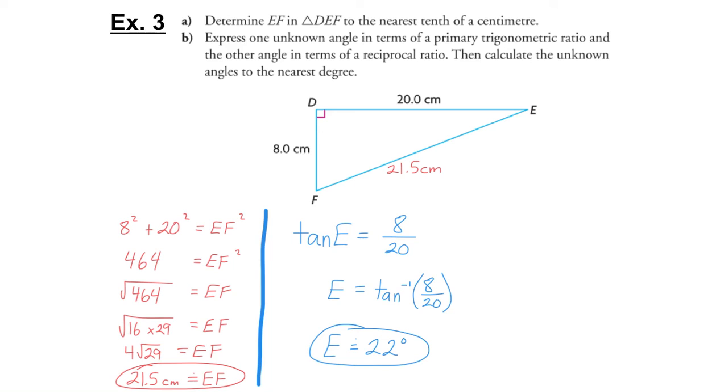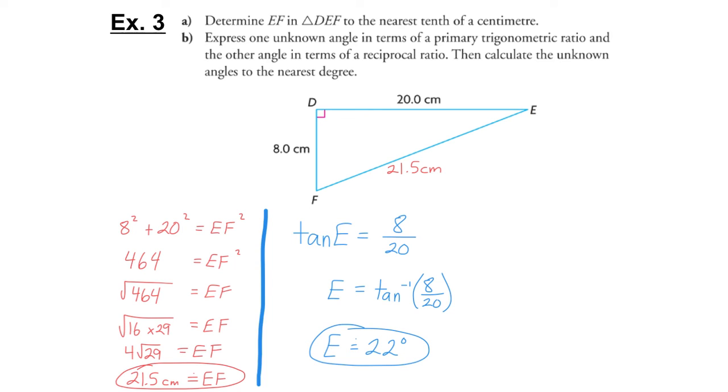I chose to start with angle E. Angle E has the tangent as 8 over 20. Opposite over adjacent. You could have expressed this as sine or cosine. You would have just had to use the hypotenuse in your equation. Either way, when you get your final answer, you're going to get about 22 degrees for angle E.